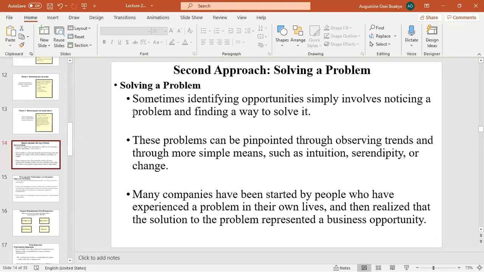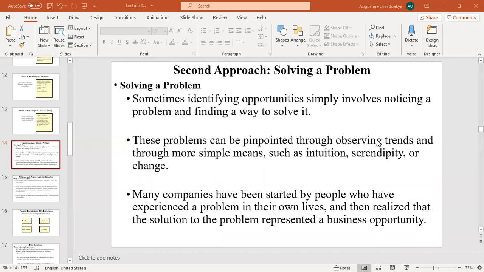Now, the second approach, which entrepreneurs sometimes use to identify an opportunity and eventually turn it into a business idea, is by solving a problem they face. This indicates that entrepreneurs are fighters and they are people that do not run away when problems start surfacing. Sometimes identifying opportunities simply involves noticing a problem and finding a way to solve it. And most of you mentioned it initially when I asked you about what opportunities are. And some of these problems can be easily noticed through the trend observation process. And sometimes it could be out of intuition or your own attention to details or a change which is occurring around you.